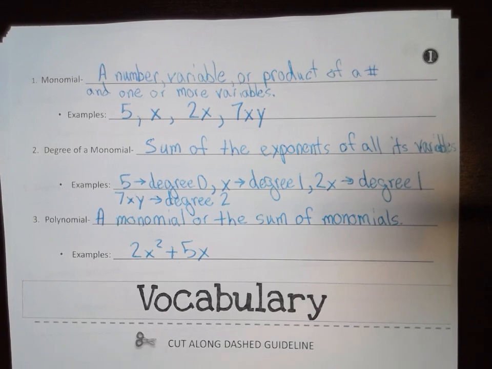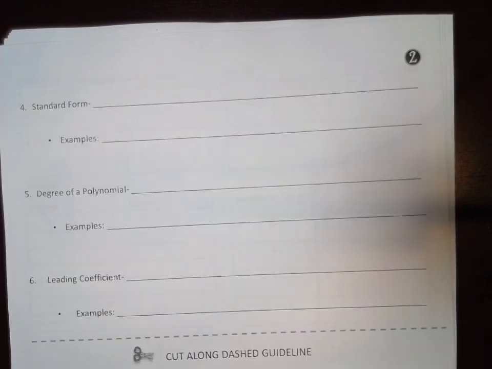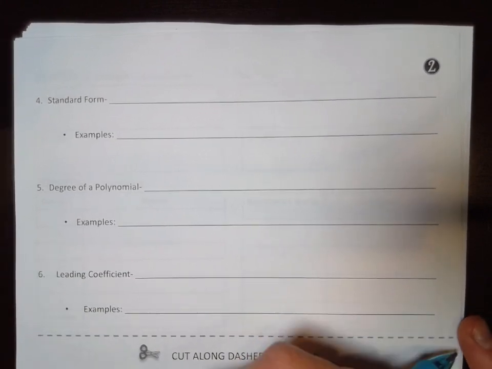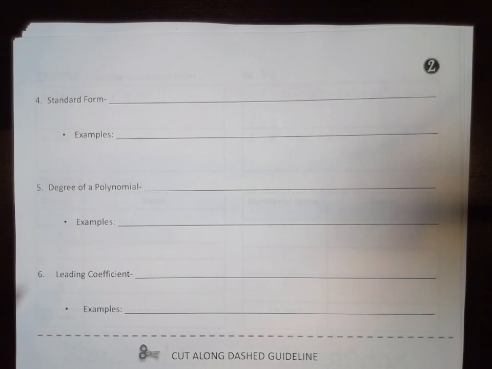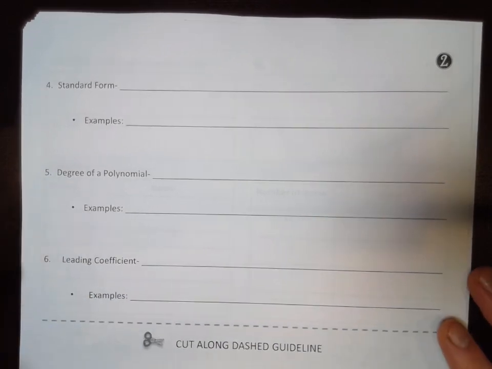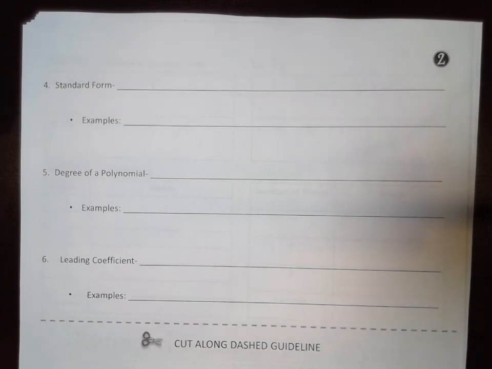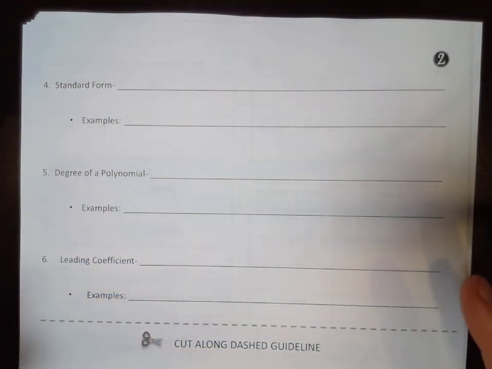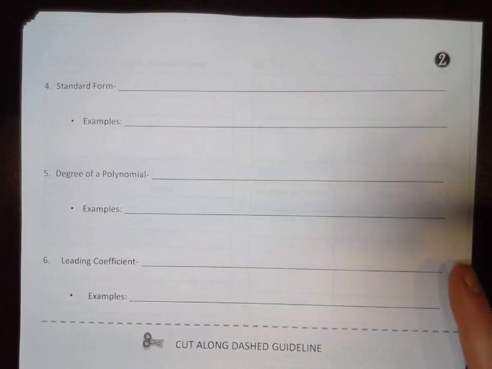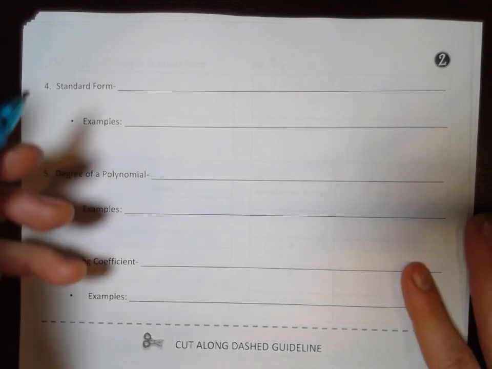Okay, next page. You'll notice I haven't cut these out because I thought it'd be easier to do this video without them, but you should have cut along this dashed line, and you should see the next thing below this. Standard form is our next thing. This is really simple, and we've used the word standard form for a lot of different things, and it ends up meaning similar things as we go along.